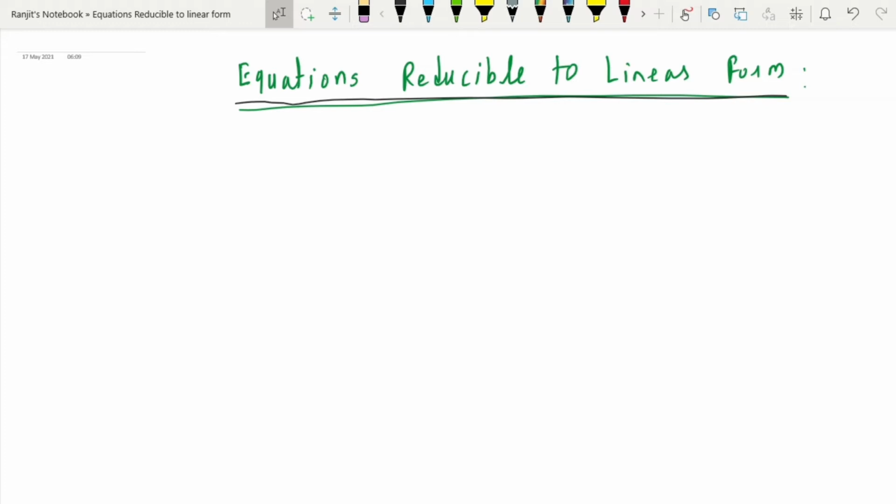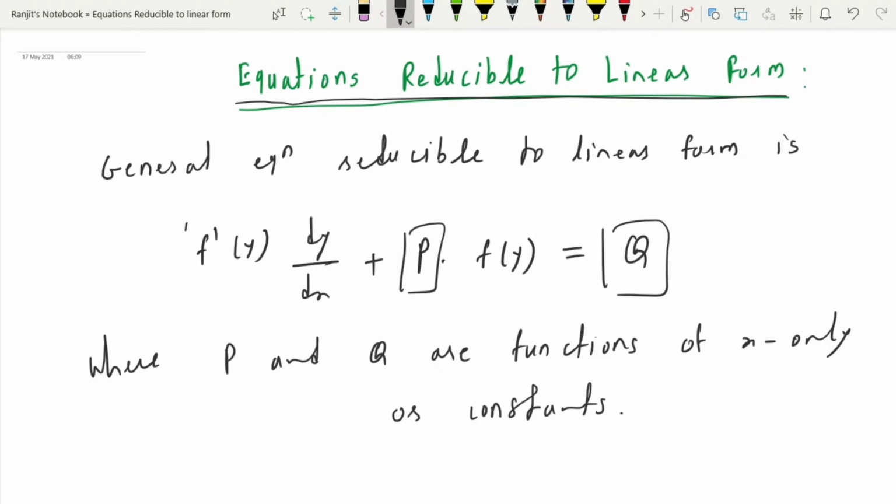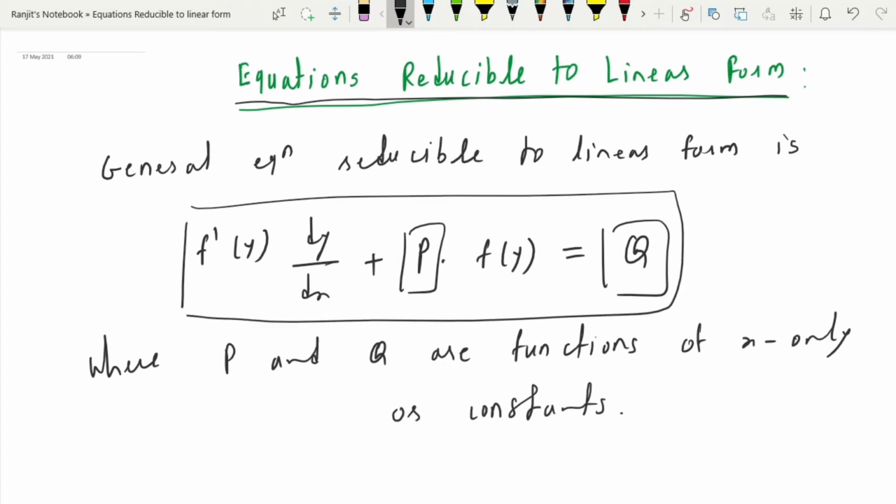Now the general equation reducible to linear form is f prime of y, the derivative of f of y, dy by dx plus p times f of y is equal to q, where p and q are functions of x and y or constants. This equation is denoted by 1. Now this is not a linear differential equation, but it can be made linear by a substitution.